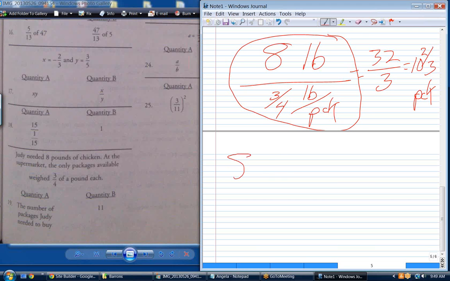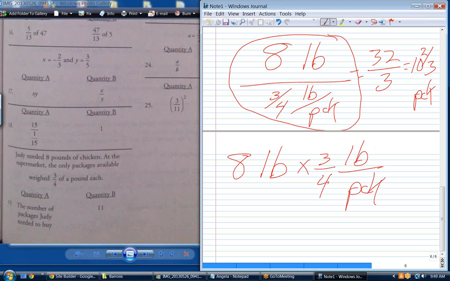If I made a mistake and decided to multiply, notice that I don't get packages. I get pounds squared over packages. So by using your units, you can kind of verify whether you're doing it right. You know it's either a multiplication or a division, and it can be helpful to use the units.